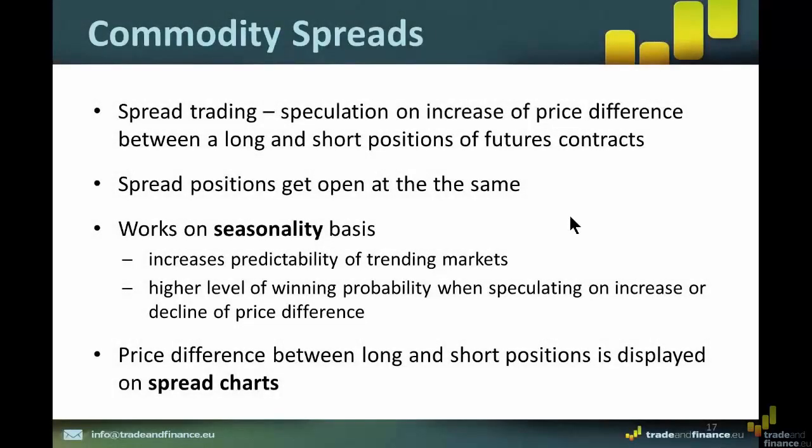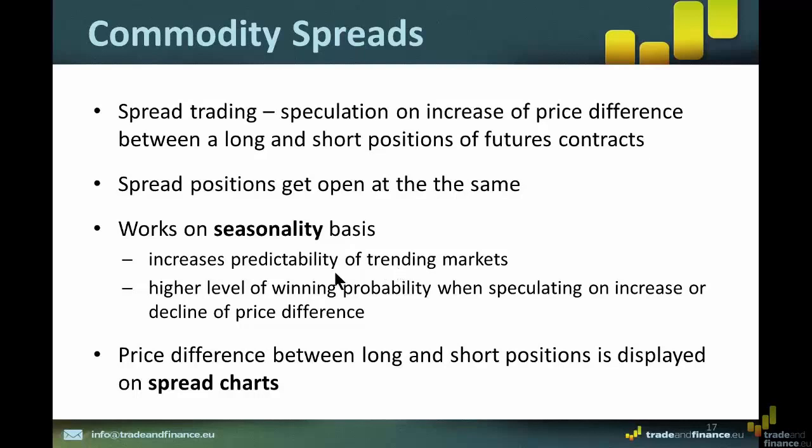As I already demonstrated at the beginning in the schemes I showed, spread trading is in fact speculation on an increase of the price difference between long and short positions of futures contracts. In other words, we were buying the corn, a long position, and selling wheat, a short position, and we were speculating on an increase of the price difference, in other words the spread, between these two commodities. It's important to mention that both the long position and the short position are open at the same time. This is very important. And commodity spreads work on a seasonality basis because we are mostly working with commodities. So we can use this factor of increased predictability of trending markets.